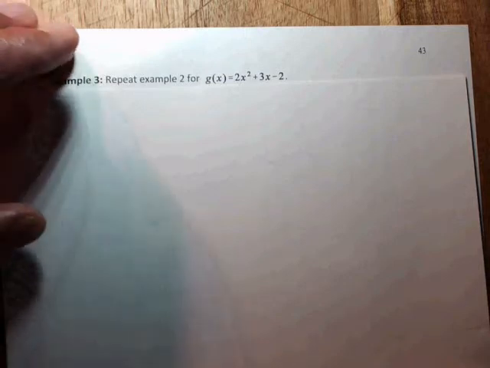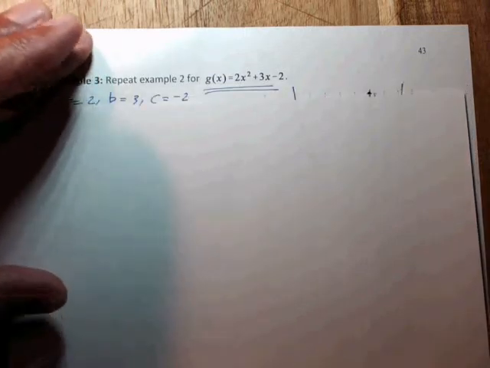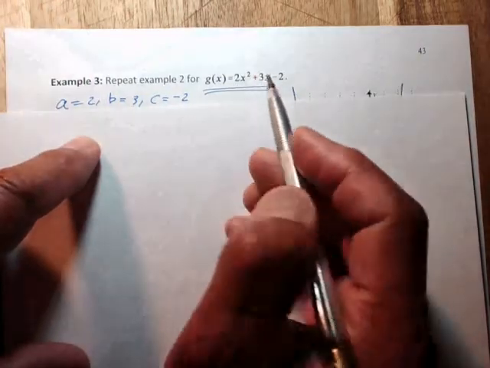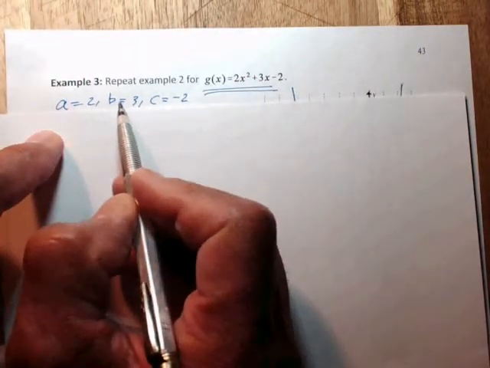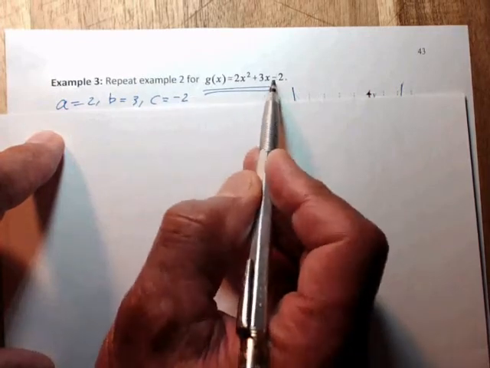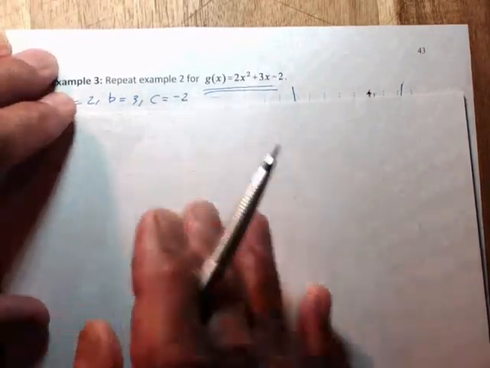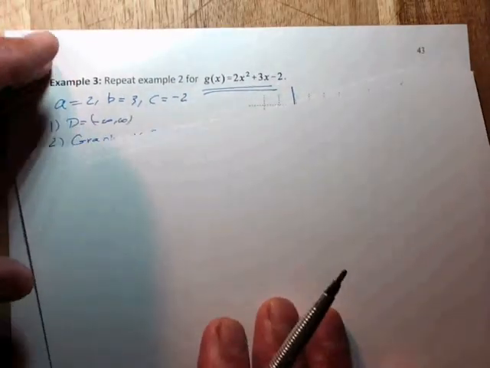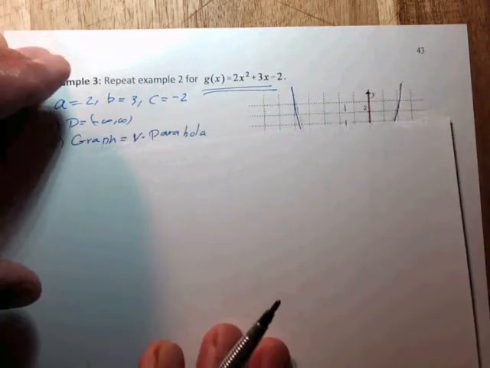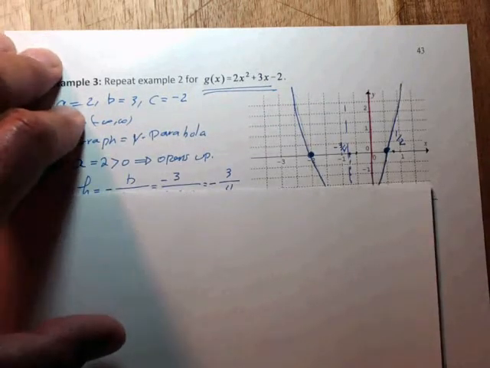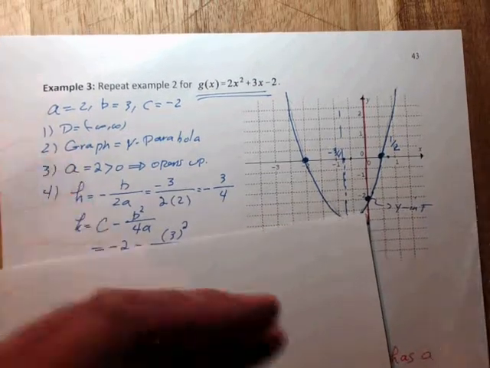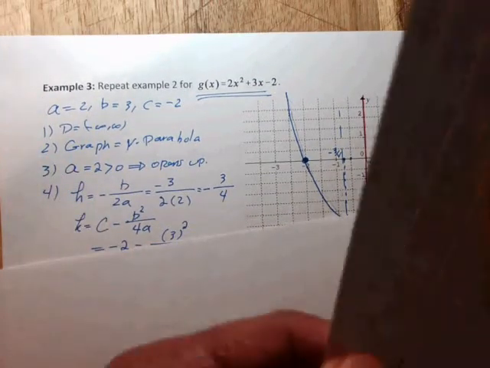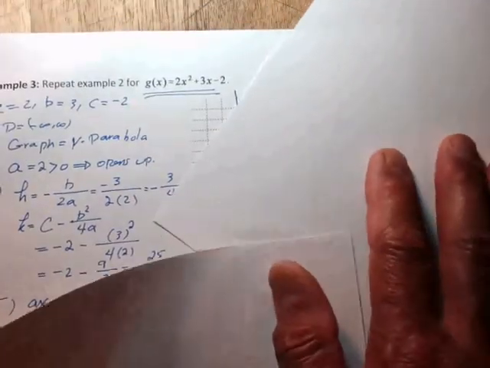So let's see what we have. First of all, the first thing I did is to write the values of a, b, c. a is 2, b is 3, c is negative 2. Then the next thing I did, of course, I don't want you to see the graph either, so let me put another piece of paper on the graph for now. I'll get to it later.